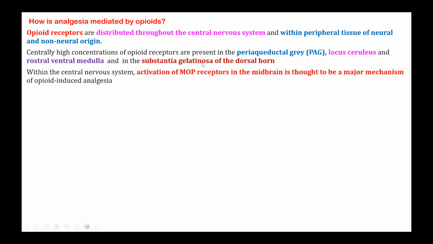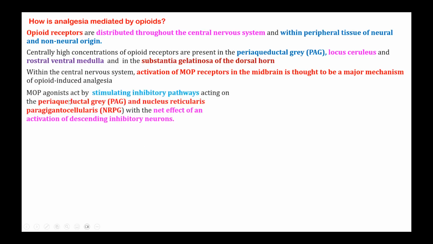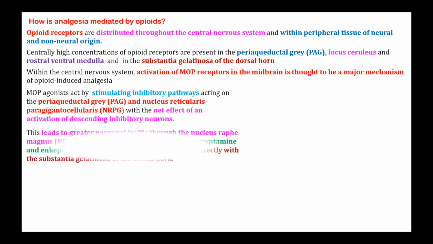And the activation of these MOP receptors in the midbrain is thought to be the major mechanism for producing the analgesia component. And MOP acts by stimulating the inhibitory pathways, which act on the periaqueductal gray and nucleus reticularis paragigantocellularis nucleus. And the net effect of activation is that descending inhibitory neurons are activated. So there is an inhibition of the pain transmission from the periphery to the central cortex. That is the main mechanism.